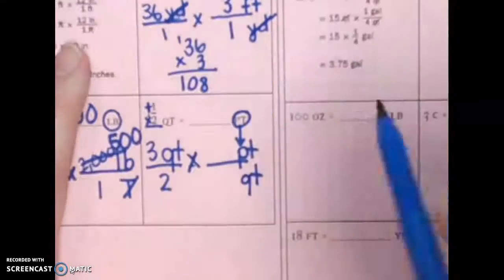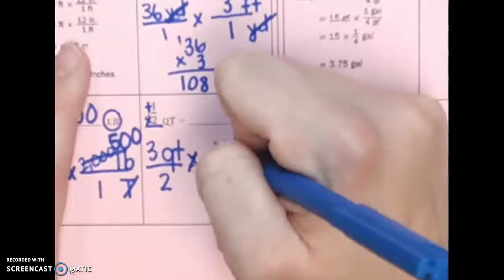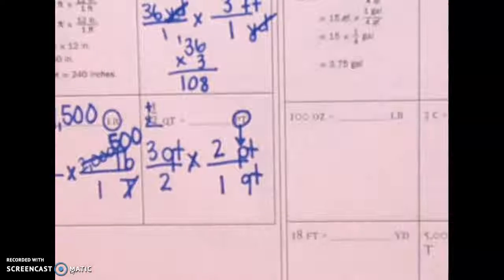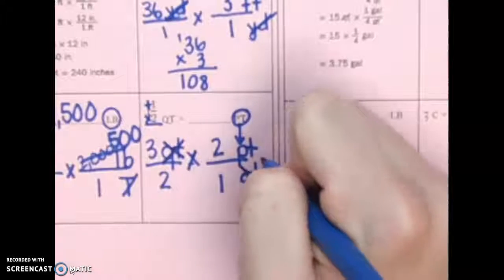So 1 needs to go next to quart. And how many pints are in a quart? 2. Can I cancel out my quarts now? So I cross my quarts out.